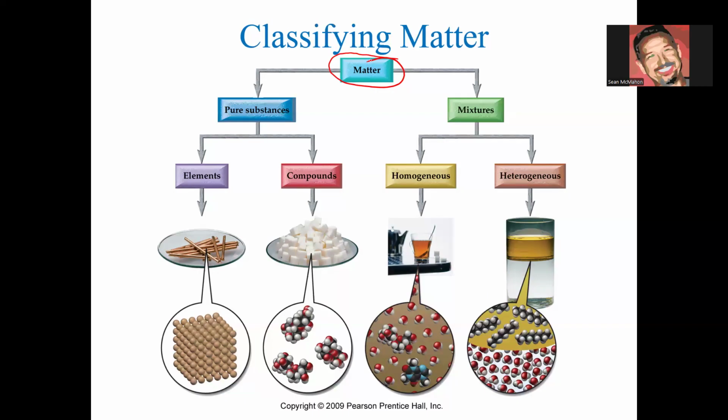Really, there's two camps. There's the pure substances, which you cannot physically break down into simpler things. We'll talk about why I'm saying physically in a second. Mixtures are more than one pure substance combined in varying ratios, and you can separate them through physical means.